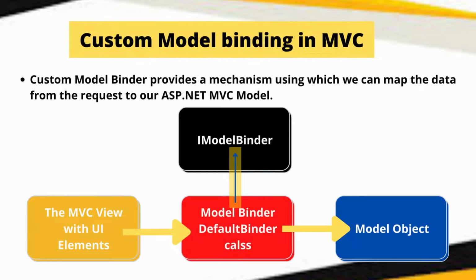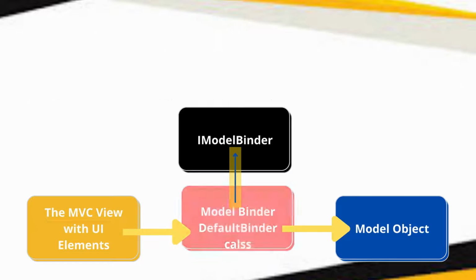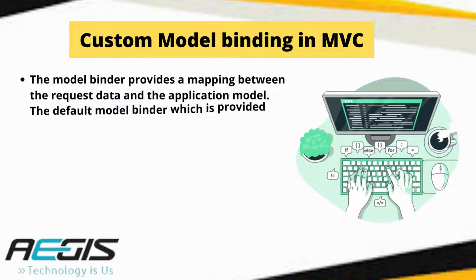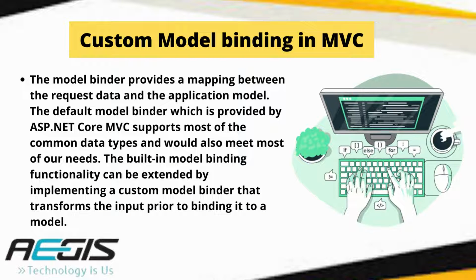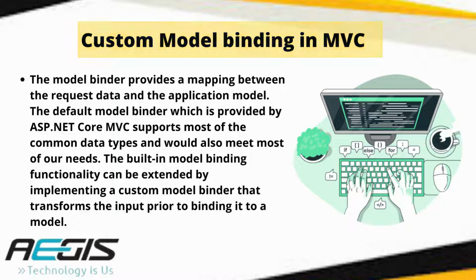Let's understand custom model binding in MVC. Custom Model Binder provides a mechanism using which we can map the data from the request to our ASP.NET MVC model. In the diagram, the model binder provides a mapping between the request data and the application model. The default model binder, which is provided by ASP.NET Core MVC, supports most of the common data types and would also meet most of our needs. The built-in model binding functionality can be extended by implementing a custom model binder that transforms the input prior to binding it to a model.